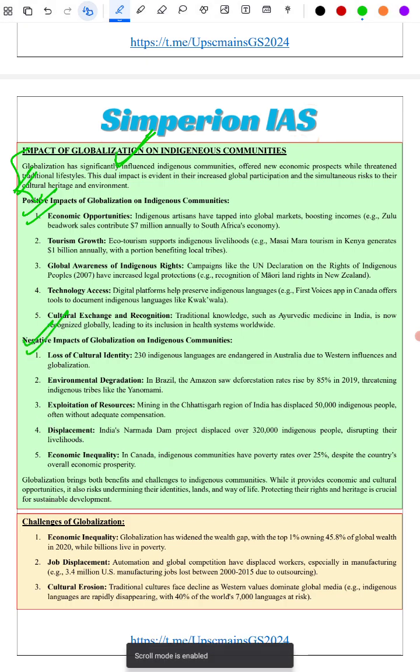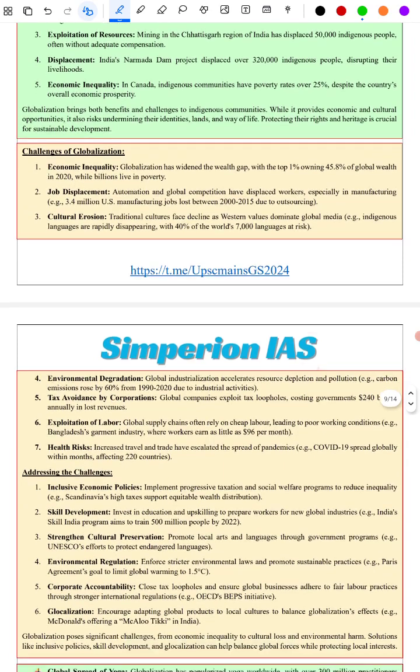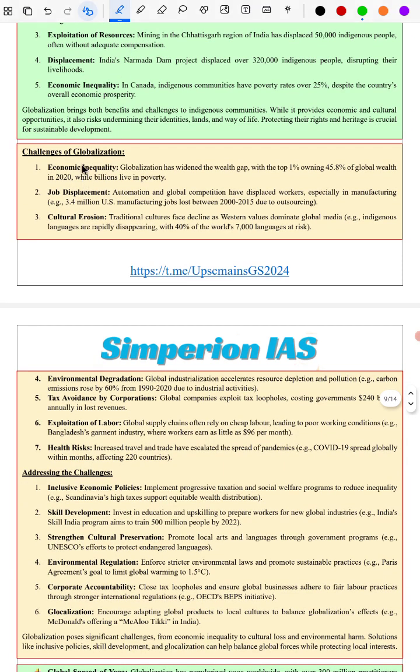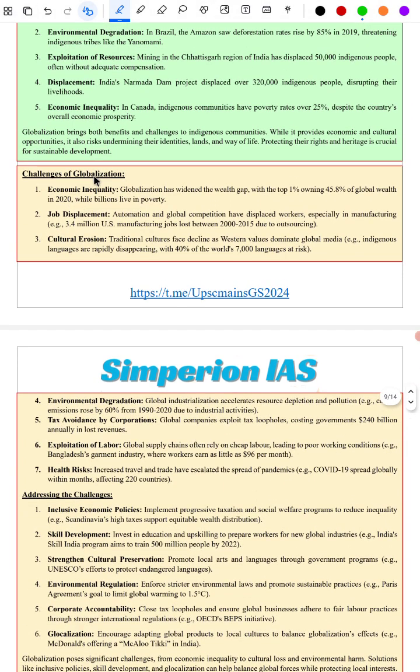Next is what are the challenges of globalization? Challenges of globalization are economic inequality. Already these are discussed, but we try to give everything in one place. That is economic inequality, job displacement, cultural erosion, environmental degradation, tax avoidance by the corporations because of double tax treaty, etc. Lot of cross border transactions, exploitation of the labor, health risk.